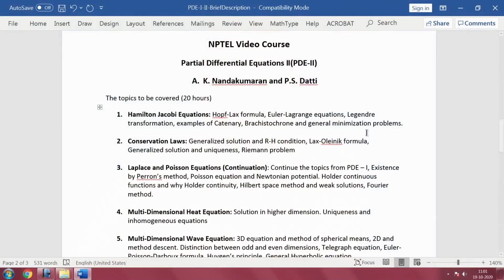Let me warn you, we can only touch some minimal aspects of these equations, because Hamilton-Jacobi equations itself you can study as a 1 semester or 2 semester course. Conservation laws you can study for plenty of hours, a full semester or 2 or 3 semesters, and the amount of literature in conservation laws and Hamilton-Jacobi equations is enormous.